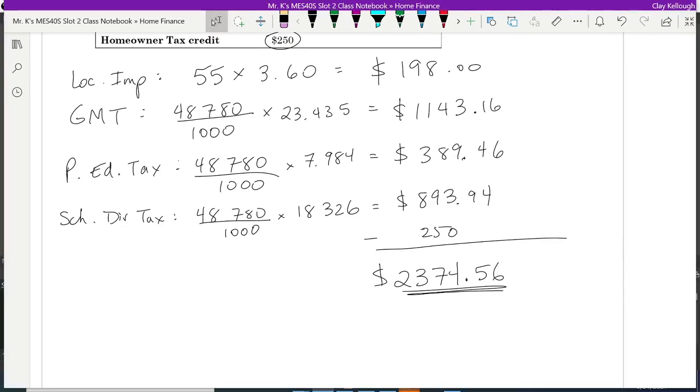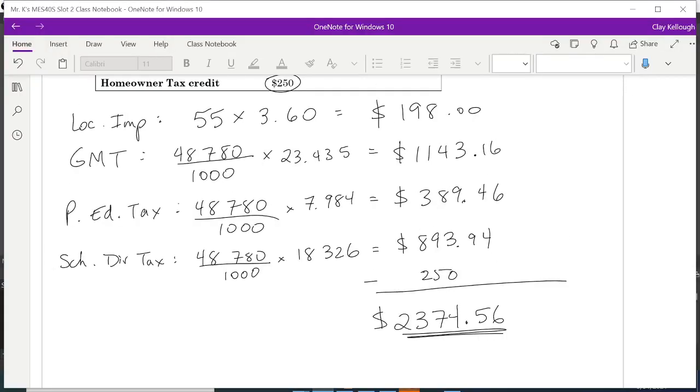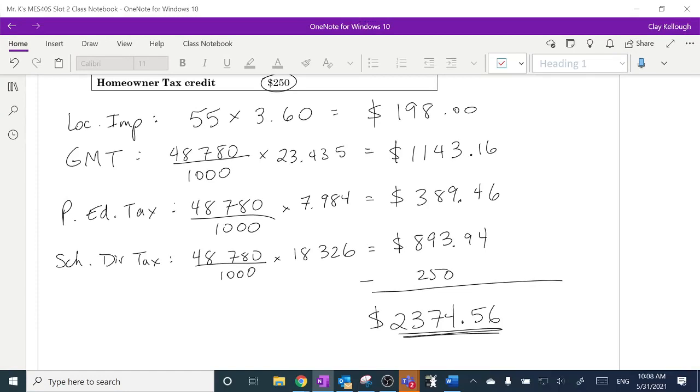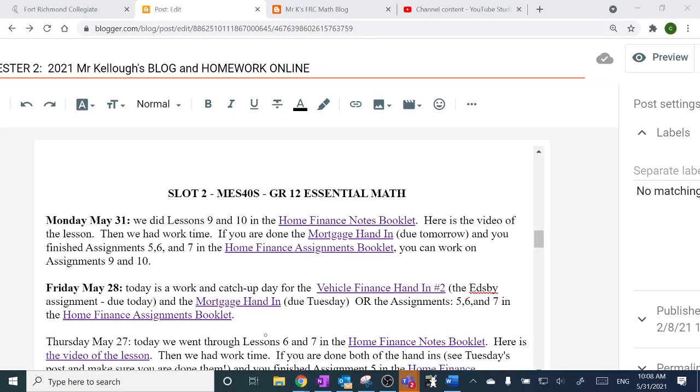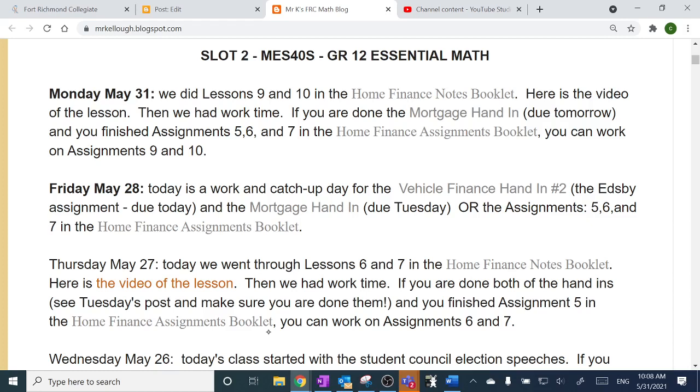Okay, first of all, let me remind you that there's some people who still owe me some hand-ins. Let me go back to the blog. Okay, so there's still some people who owe me the mortgage hand-in, which I said I wanted by tomorrow. I started marking the last hand-in, the vehicle finance hand-in, over the weekend. I'll try to finish those tonight, and then I'll make that live on Edsby. If there's anybody who still wants to try to finish the vehicle finance hand-in, if you can get it done today, I can still mark it. But once I make the marks live tomorrow, that's it. Game's over. You didn't get it done.